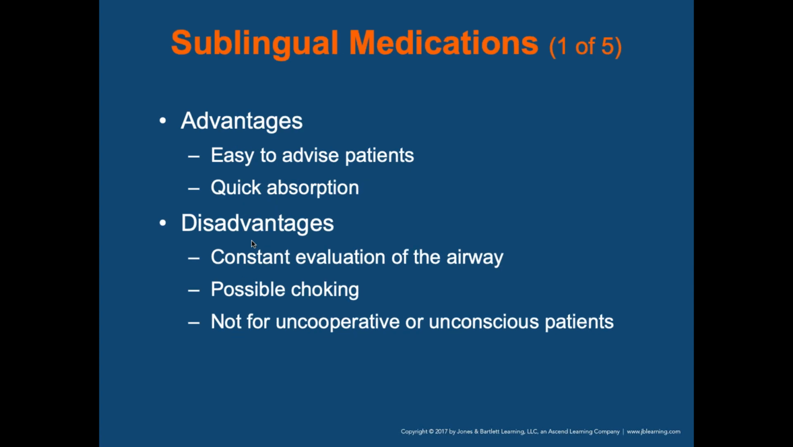Sublingual medications, advantages: obviously easy to administer, and quick absorption. Sublingual, SL, under the tongue, the only medication we'll be giving that way is nitroglycerin, with assistance. Disadvantages: constant evaluation of the airway. You've got to make sure the airway is patent, and there's potential for choking. Do not give anything sublingual for uncooperative or unconscious patients.